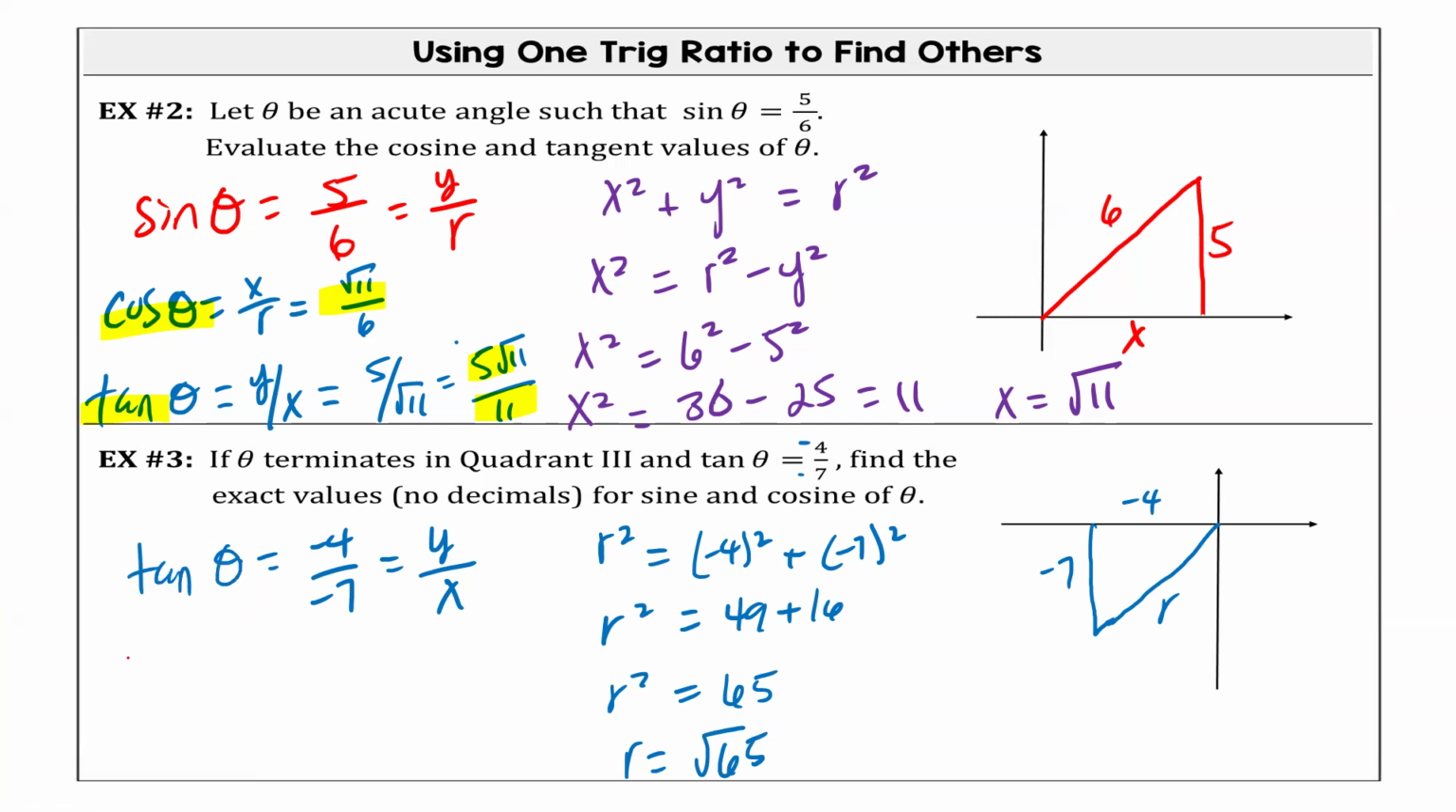All right, so sine theta. Sine theta equals y over r, right? So -4 over the square root of 65. There we go. Our cosine theta. Cosine is x over r.